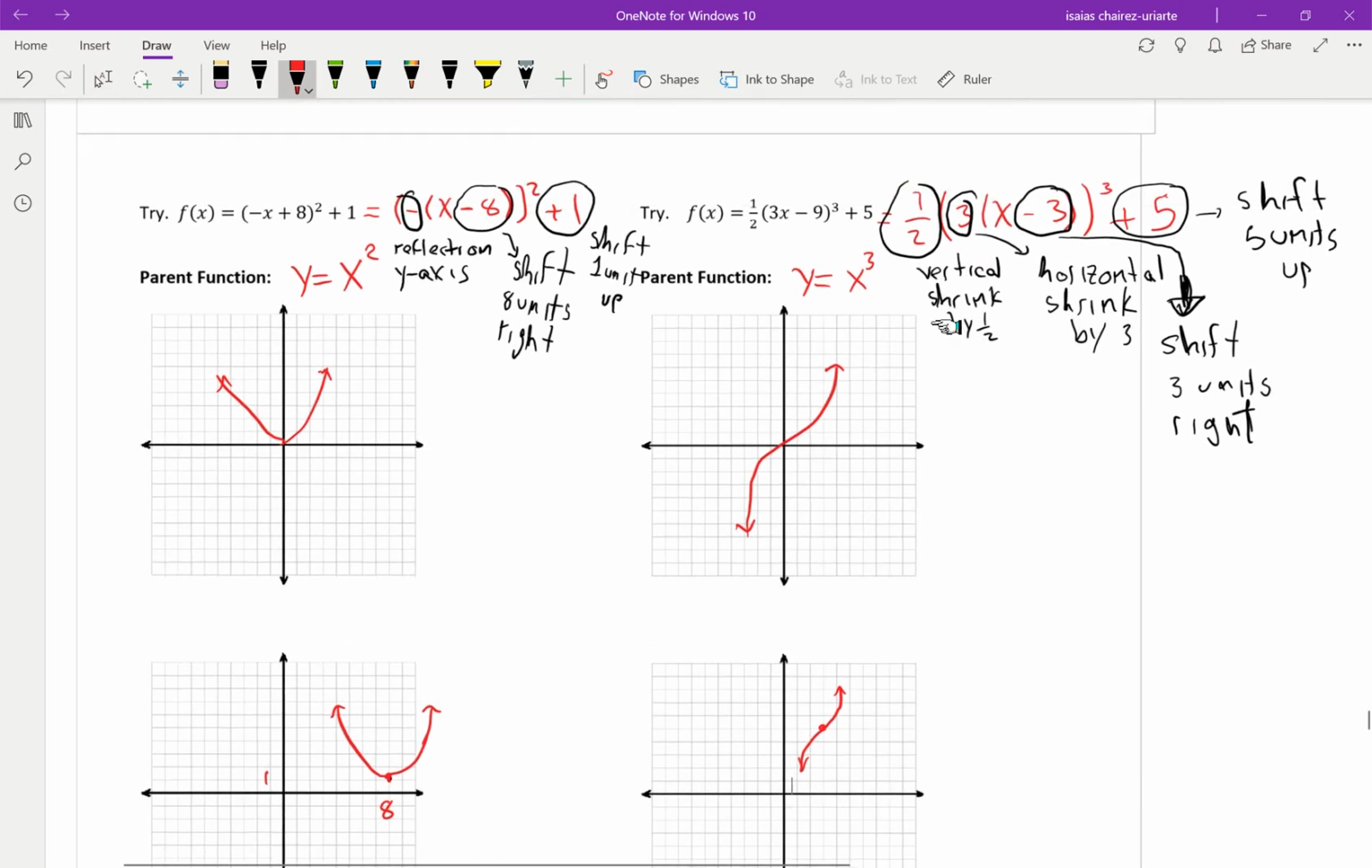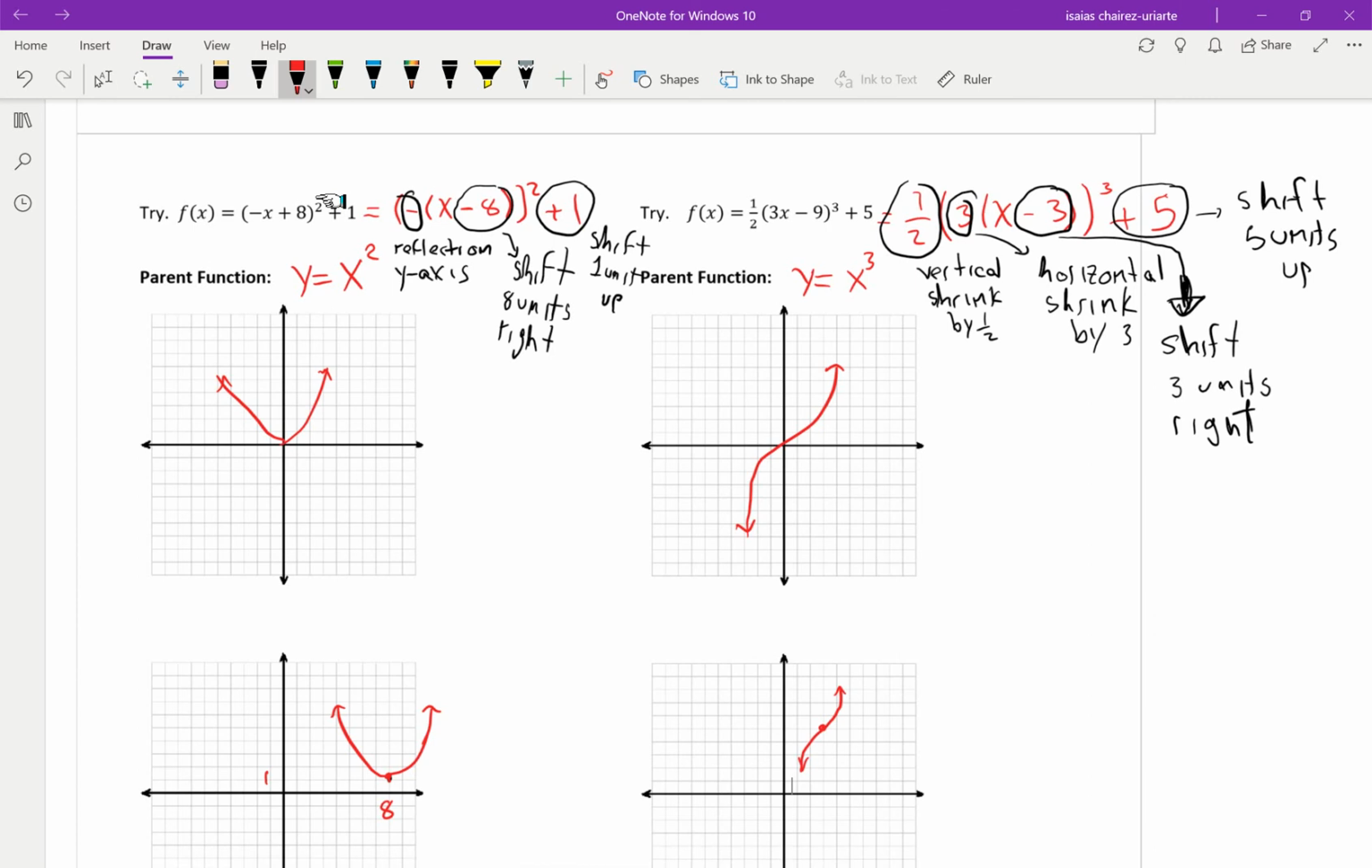So be careful with these types of, whenever you're trying to identify the transformations, if you have a value in front of your x, like in this case we had a -1, in this case we had a 3, we need to factor it out from everything inside the parentheses, inside the absolute value, inside the square root, whatever it may be.